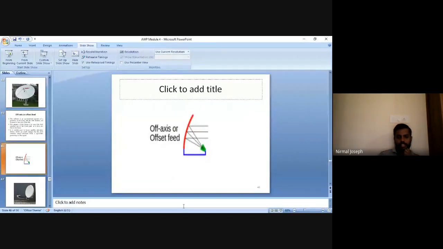See, you can see the arrangement of axis or offset feeds. This red line is an asymmetrical segment of a parabola. Since it is an asymmetrical segment, its focal point will be here, located at one edge. Okay. At that edge, we can keep the primary radiator. And this blue is the support for that. It is not at all blocking the beam. Okay. Since it can be supported from one edge, it is not at all coming in the path of the wave. Okay. So the waves can travel without any hindrance.